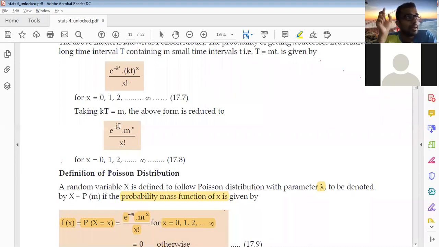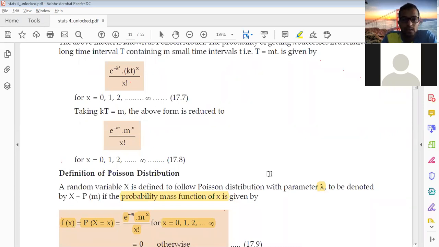But before that, students, we had answered one more question: in binomial, the name suggests two, so there were two parameters. What about Poisson? Remember, Poisson has only one parameter, which is called m or lambda. It is having only one parameter. Remember that.